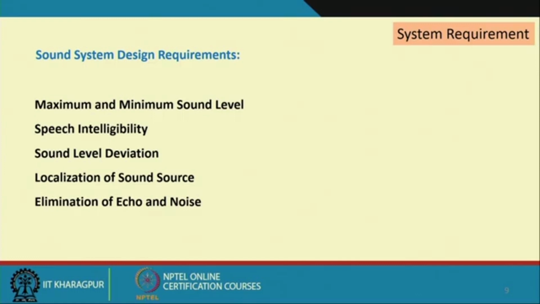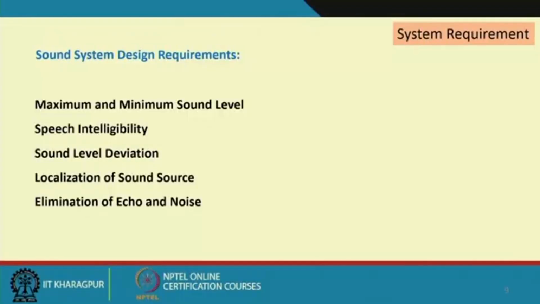Reinforced system design, and what are the requirements of that? We require a maximum and minimum sound level that you have to check, and these two should not be very high, and that will give you an inequality or non-uniformity. I have just told about speech intelligibility, that is, how speech is going to be captured by a person at various points of the auditorium, and how it will actually behave and give you that kind of understanding of the speech.